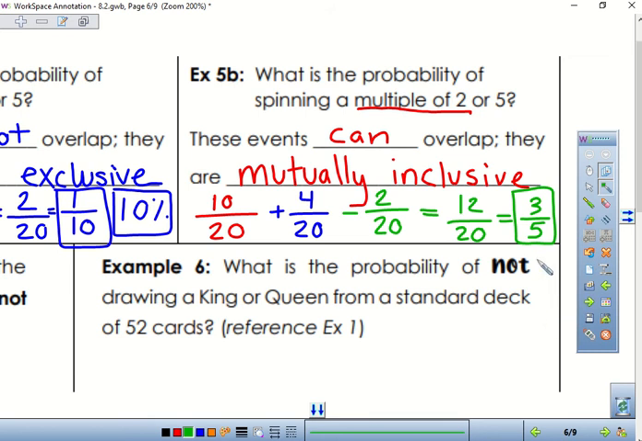So does that make sense why we have to do that? Yep, so the reason we subtract is you can't count something twice. You're counting it twice basically if you don't subtract.